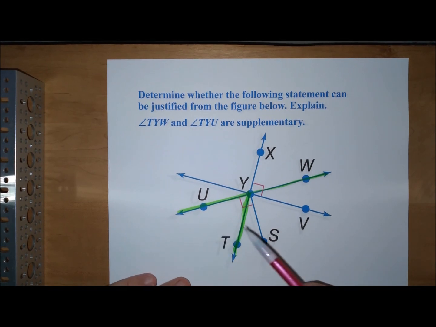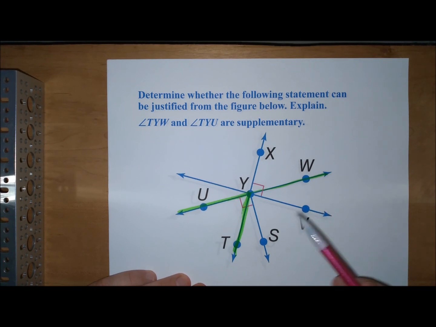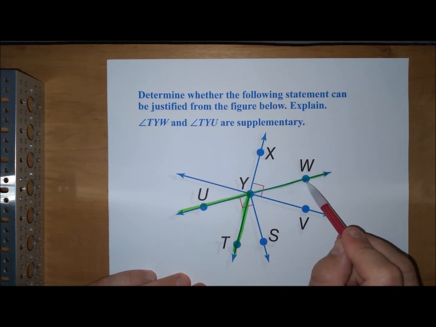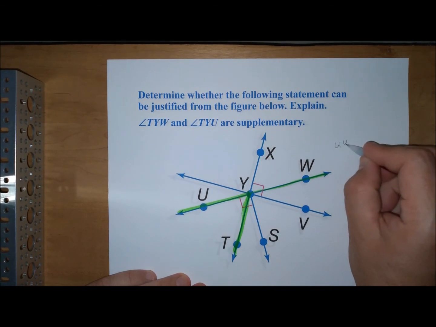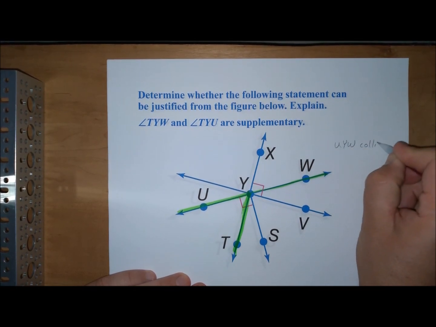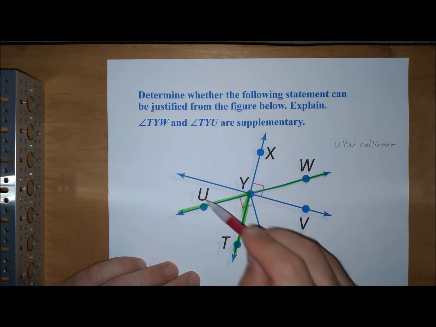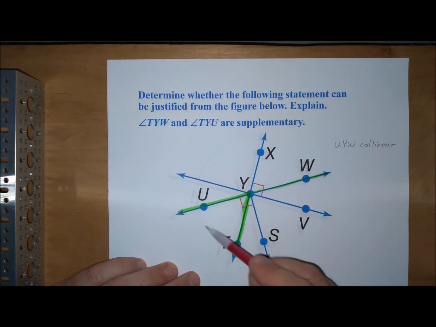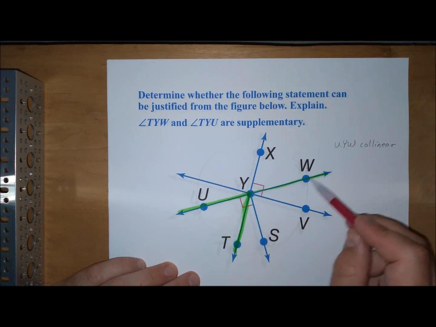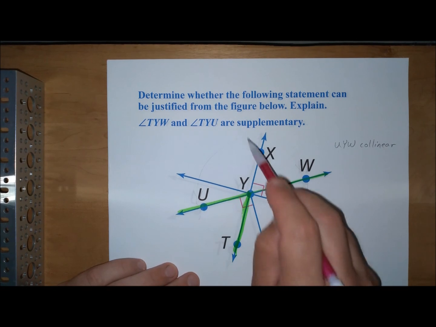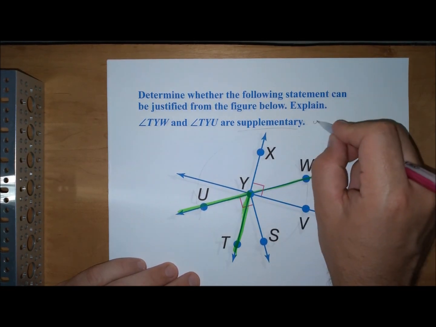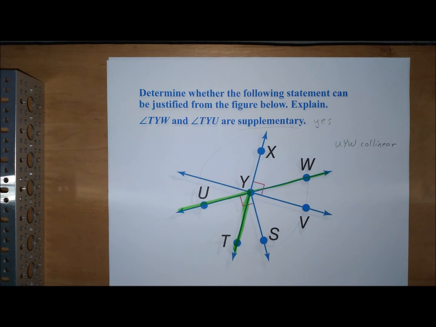Is there information here that tells me that I can assume that these are supplementary? One thing I can rely on is the fact that U, Y, and W are collinear. I can assume that. That was one of the things on the left side of our things you can assume diagram, right? The fact that they're collinear tells me that this angle's 180, and therefore these adjacent angles must form a linear pair, and therefore they must be supplementary. So, yes, I can assume that from this diagram.